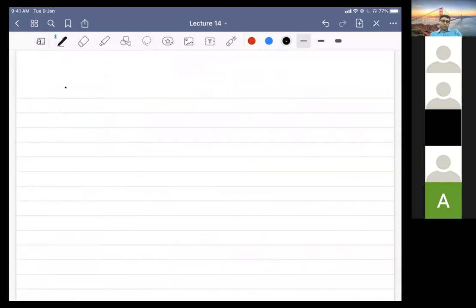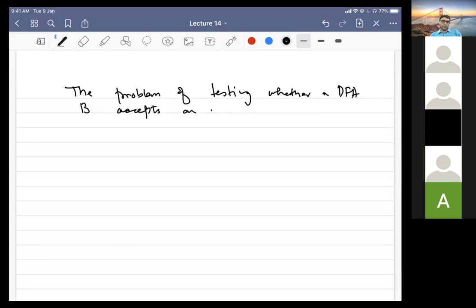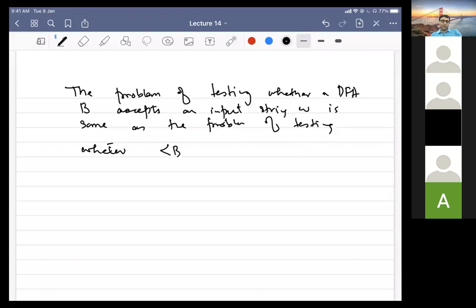So let me write here. The problem of testing whether a DFA B accepts an input string W is the same as the problem of testing whether the encoding of B and W is a member of the language ADFA.